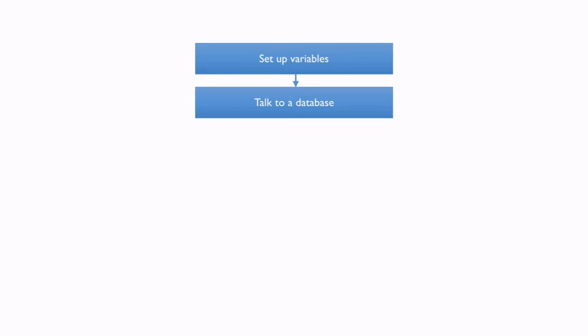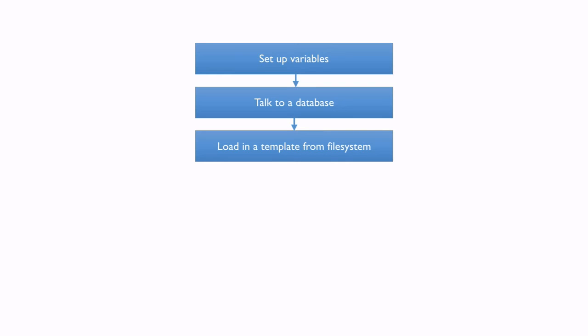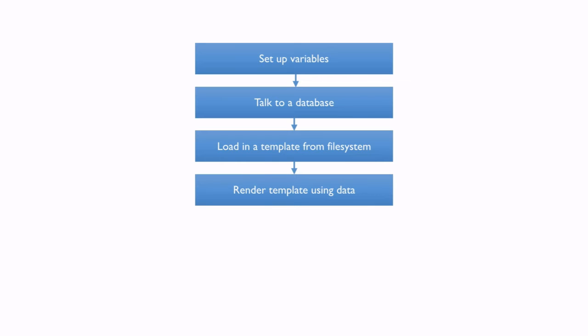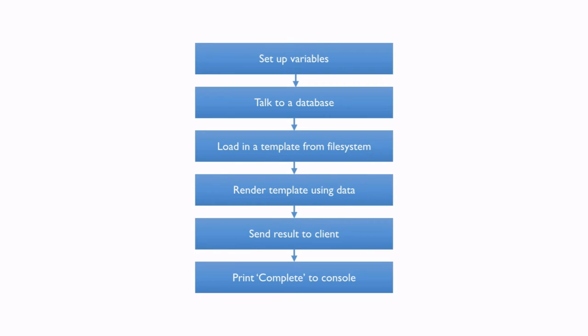Let's see how that works in practice. Firstly, we're going to have a simple script that conforms to a standard programming model. So firstly, we'll set up some variables. Then we might go and fetch a user record from a database, and then load in an HTML template from a file system. And we can put those two together and render a HTML page using the data that we got back from the database. We can then send that result out to the client, and finally, we'll print complete to the console on standard out. Doesn't work like that in Node. Let me show you.